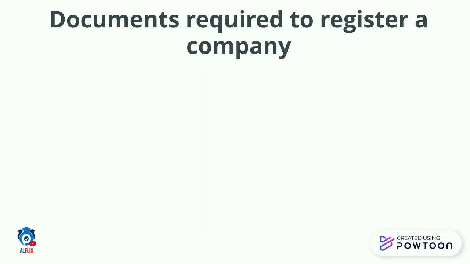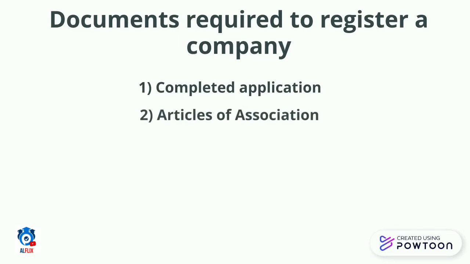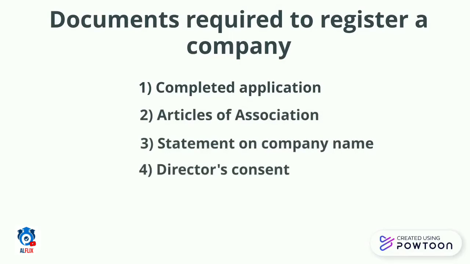So let's look into the documents required to register a company. Completed application, articles of association, statement on company name, director's consent to act as a director once the company is incorporated, and the secretary's consent to work as the secretary once the company is incorporated.